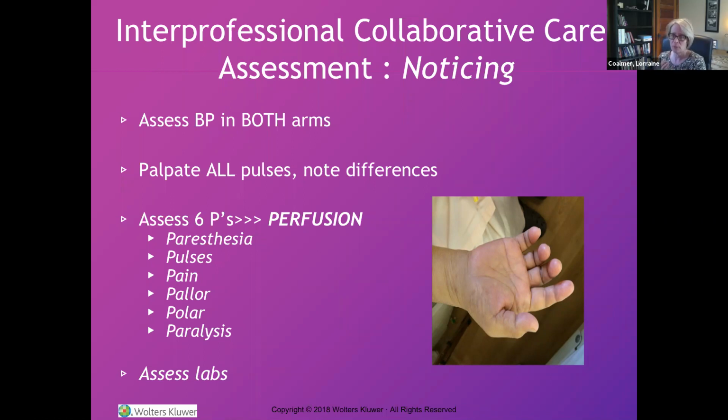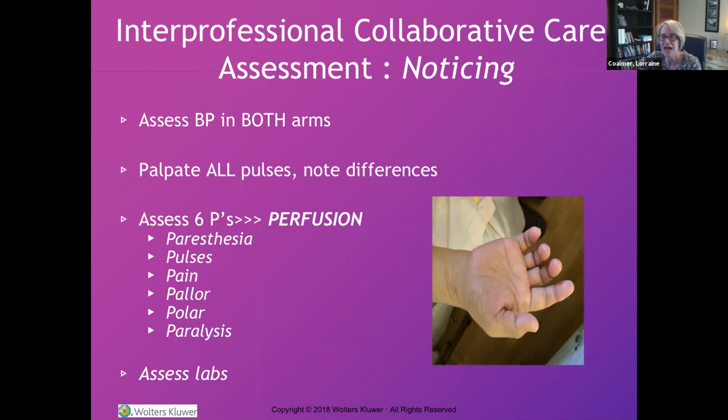We're going to palpate all the pulses. We're going to assess bilaterally the differences. Does the right hand have a 3+ and the left hand have a 1+? What do they look like? Looking at the 6 Ps, if you remember that from your head to toe assessment, those are important. Do we have nice brisk cap refill? Is the hand cold? Is it warm? Are they having pain? And then we're going to definitely assess labs. So that's what we're going to spend some time on next.